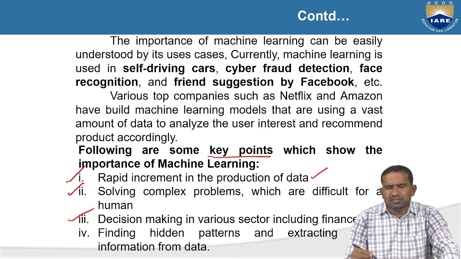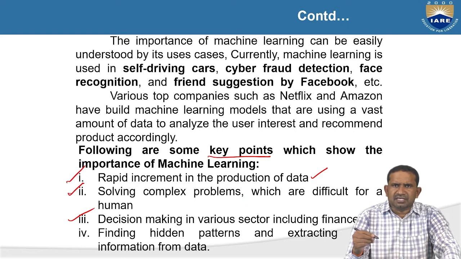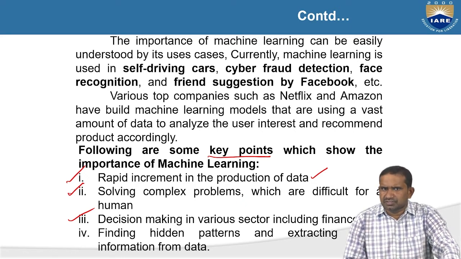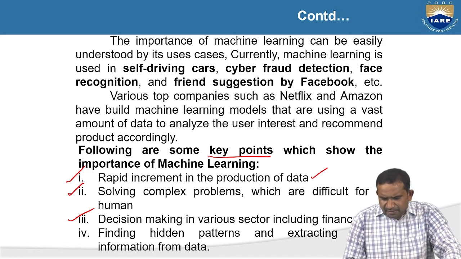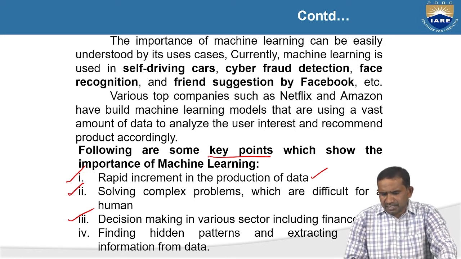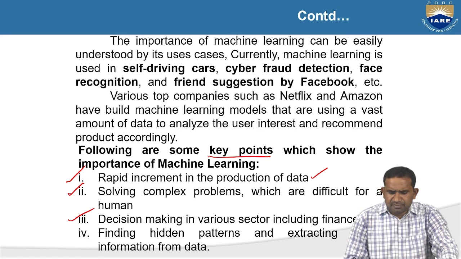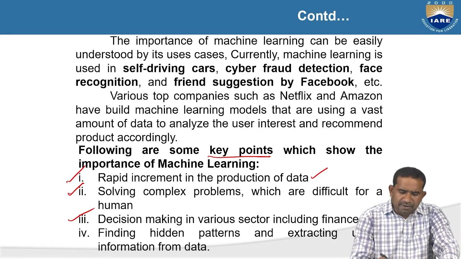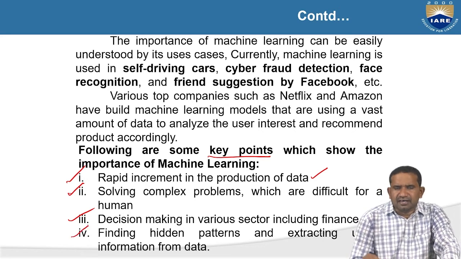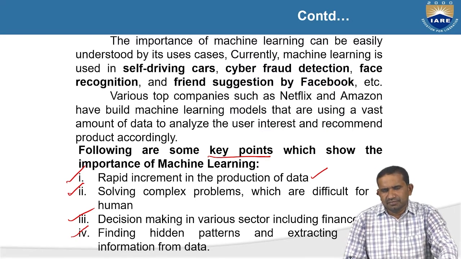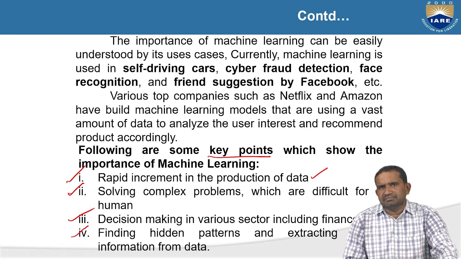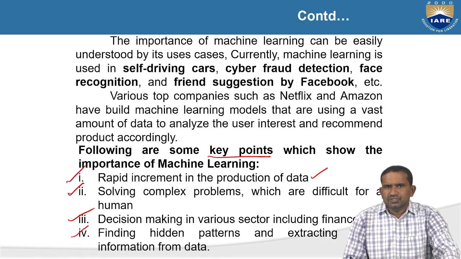Doing this manually is difficult, as we would have to go around to banks and collect information, which is not good. The next one is finding hidden patterns and extracting useful information from the data. Unknown patterns may be found by researchers, and we can retrieve information from them. In that context also, machine learning help is required.